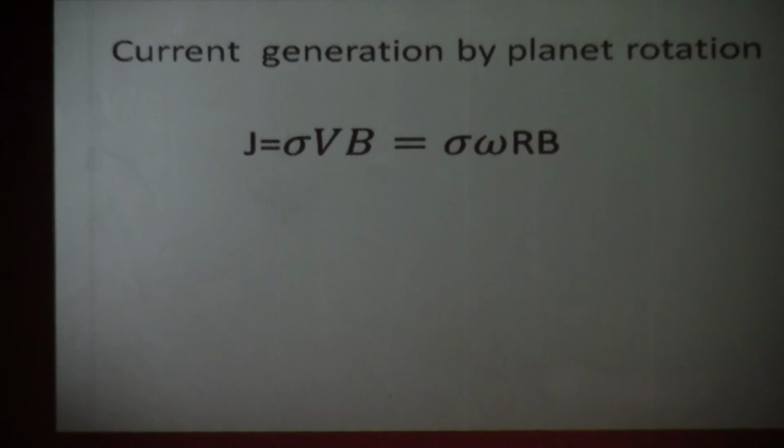Well, the current is generated by the plasma rotation. J is equal to the conductivity times the velocity of the equator times the magnetic field, and it's equal to the current, conductivity times the angular velocity times the radius times the magnetic field. So this generates the current, and the current generates the magnetic field.